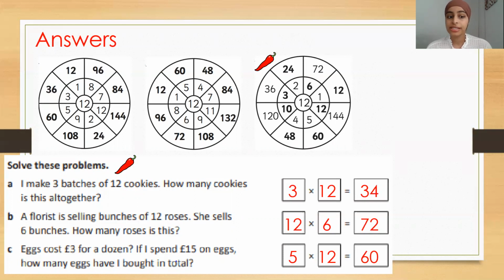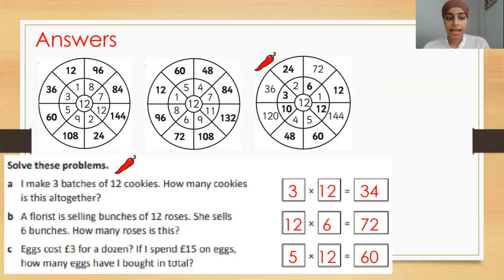For A, because it says 3 batches of 12 cookies, that meant that the answer would be 3 multiplied by 12, 3 lots of 12 cookies, which makes 34. For B, it says a florist is selling bunches of 12 roses and she sells 6 bunches. So again, that's 6 lots of 12 roses. So 6 bunches of 12, or 12 times 6, which equals 72. So 12 multiplied by 6.